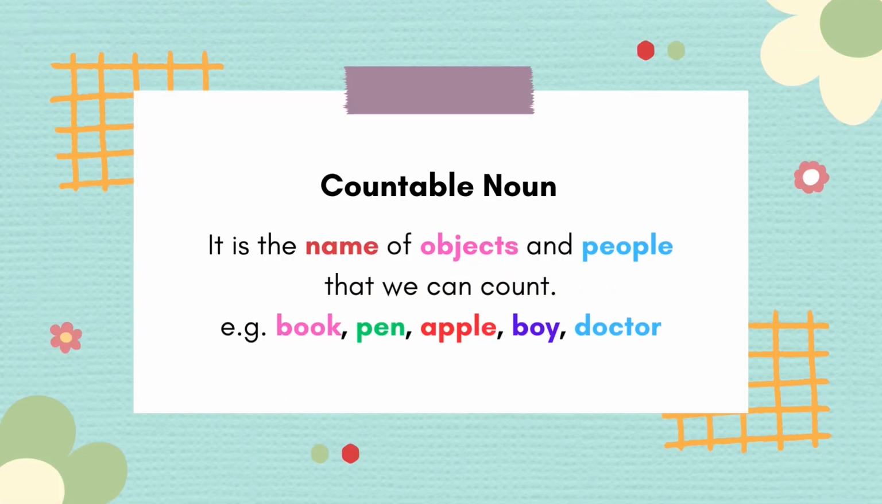After abstract noun comes countable noun. It is the name of objects or people that we can count. For example, book, pen, apple, boy, doctor. So, the names of those things which we can count are called countable nouns.